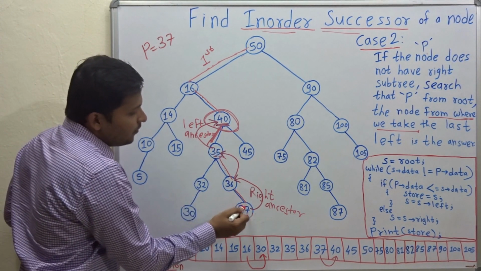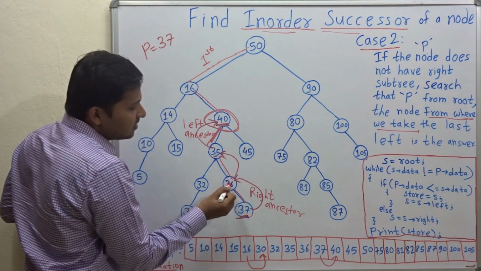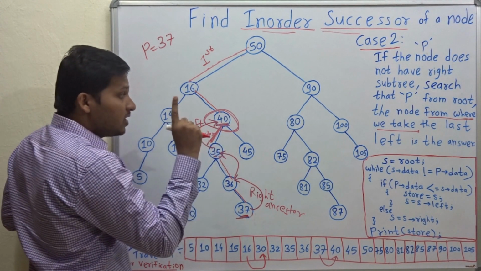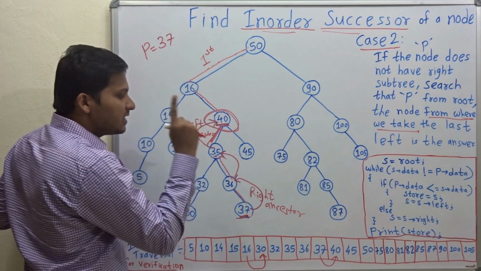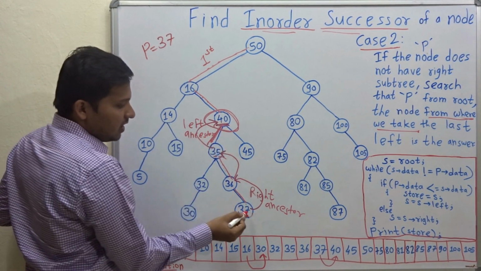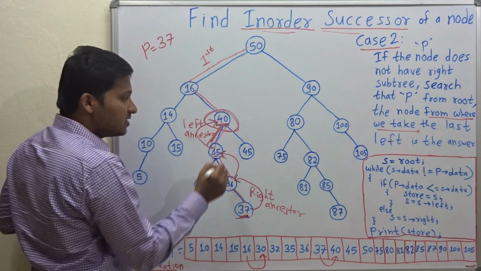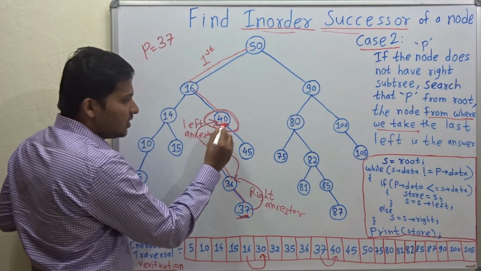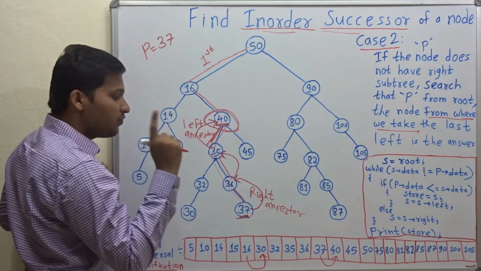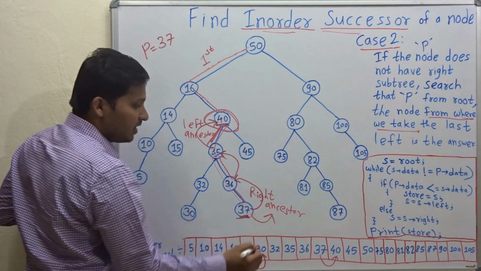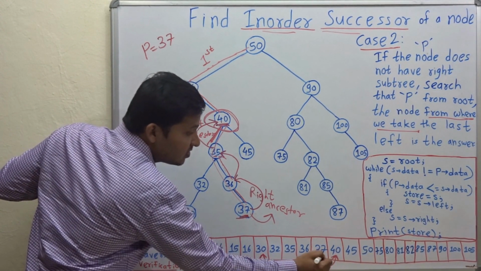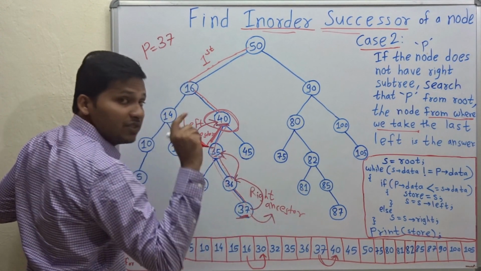So obviously, as the right ancestors are less than 37, the left ancestor is the first value which is greater than 37. The first left ancestor in this path, the first time when we take the left ancestor, that left ancestor is the first value which is greater than 37. That is what we want. We want the first value which is greater than 37 in this in-order traversal.